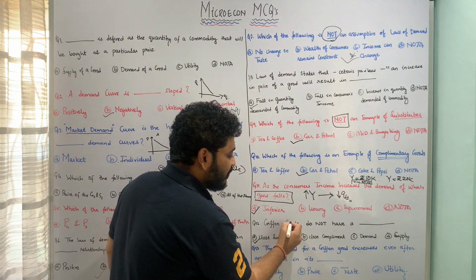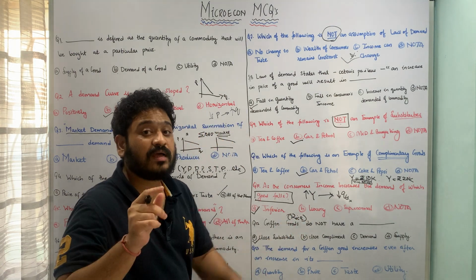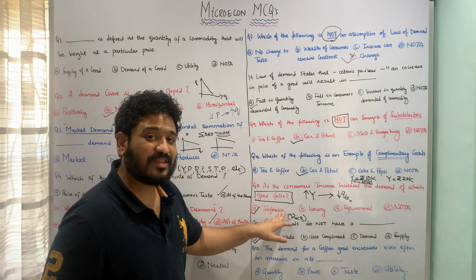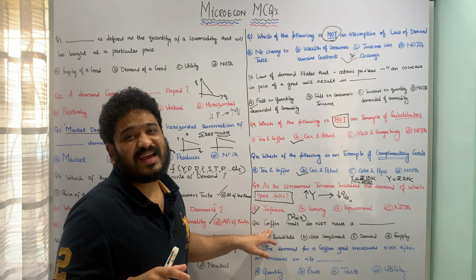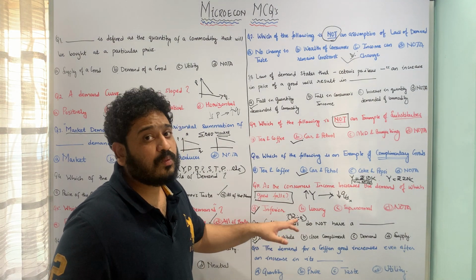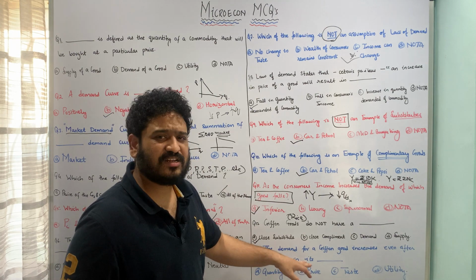An example of a Giffen good is rice. Rice doesn't have a close substitute. I'm saying close substitute, I'm not saying a substitute. So whenever a good doesn't have a close substitute, you call that good a Giffen good. Let us now look at the other properties of Giffen goods in the next question, which is the last question in this segment.